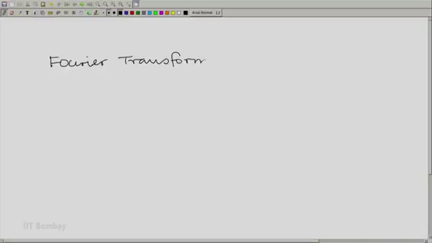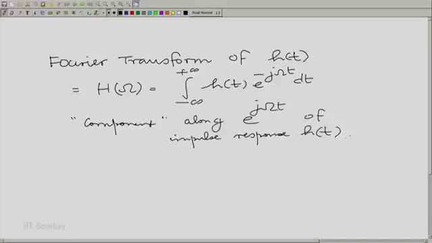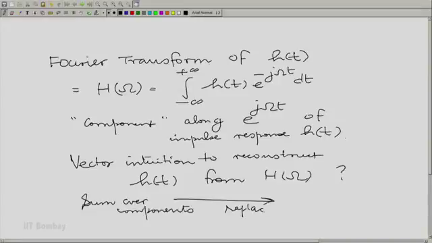So, we said the Fourier transform of the impulse response h(t) was described by capital H(omega) given by the integral from minus to plus infinity h(t) e^(-j omega t) dt, and we thought of this as a component along e^(j omega t) of the impulse response h(t), and we were asking, can we use vector intuition to reconstruct h(t) from H(omega)? And we expect essentially that you would have to do a sum replaced by an integral. So, sum over components needs to be replaced by integral over component.